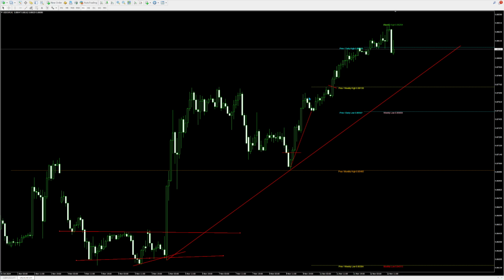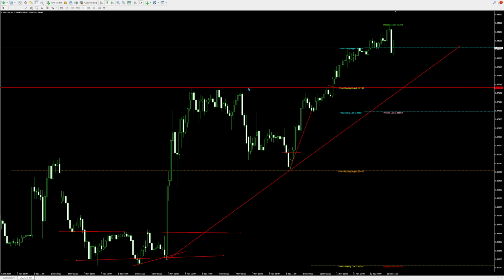And then we had a pullback up here, which gave us an opportunity on this weekly high to start to wait for a breakout of the weekly high. One good thing about this weekly high is you can see, if I draw it, it coincides with this resistance over here, and that's because it's the previous weekly high, which is including this data here.